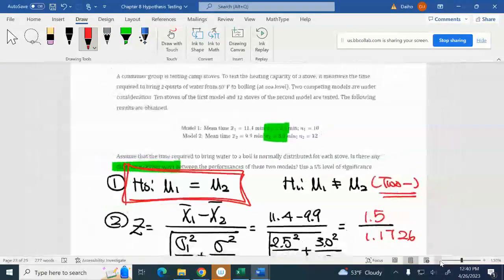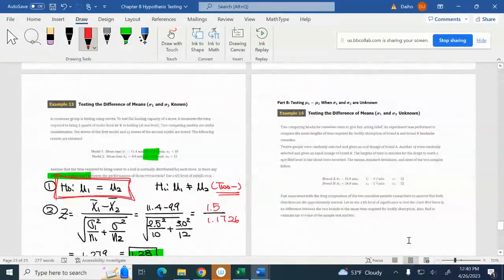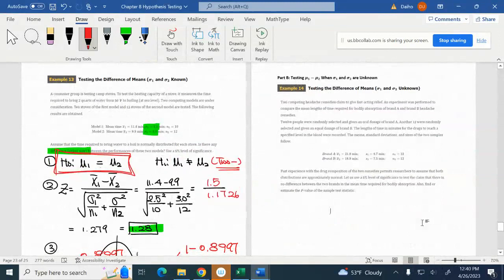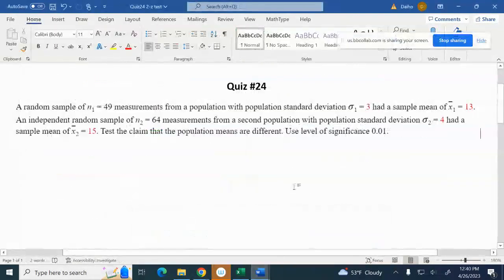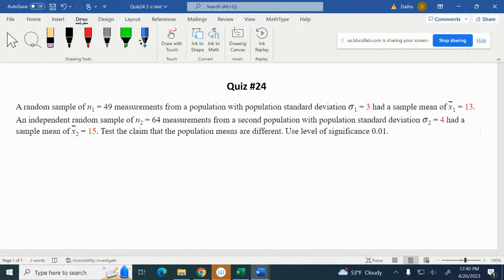Okay, so that is the z-test, right? Next Friday, we are going to discuss the t-test. It's comparing two means again, using the t-score. And now here is quiz number 24.